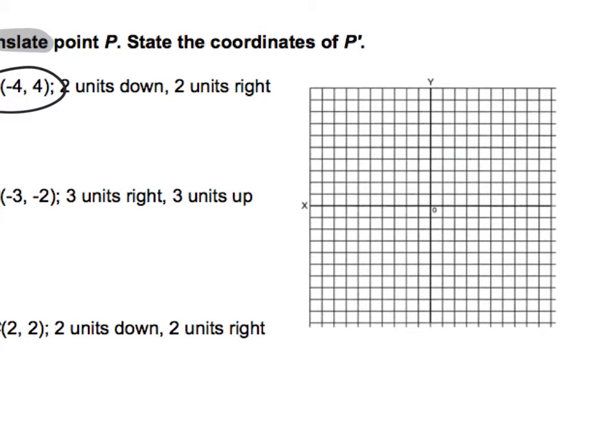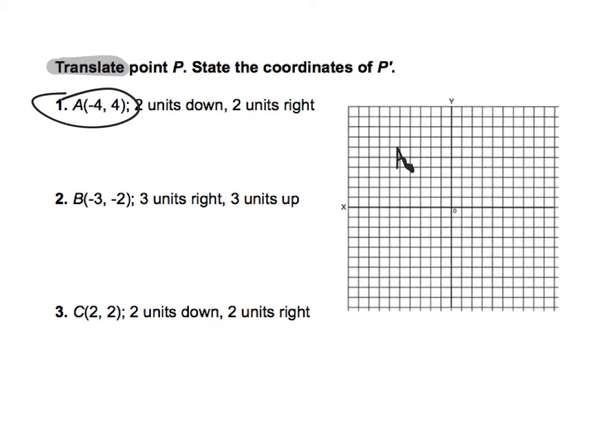So let's plot negative 4, 4. That means we go to the left 1, 2, 3, 4, up 1, 2, 3, 4, and there's our point A. And it says we are going to translate it 2 units down and 2 units to the right. So we're going to take that point A and go down 2 units and to the right 2 units.